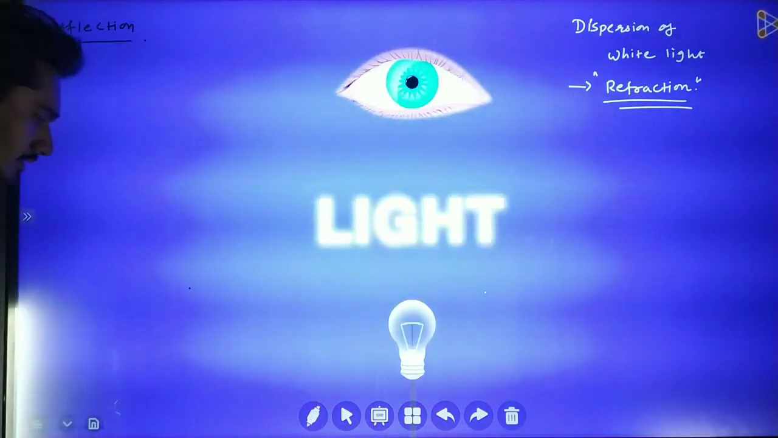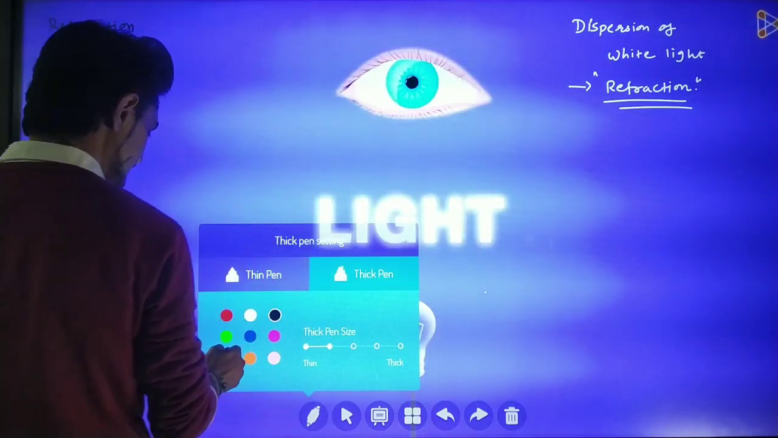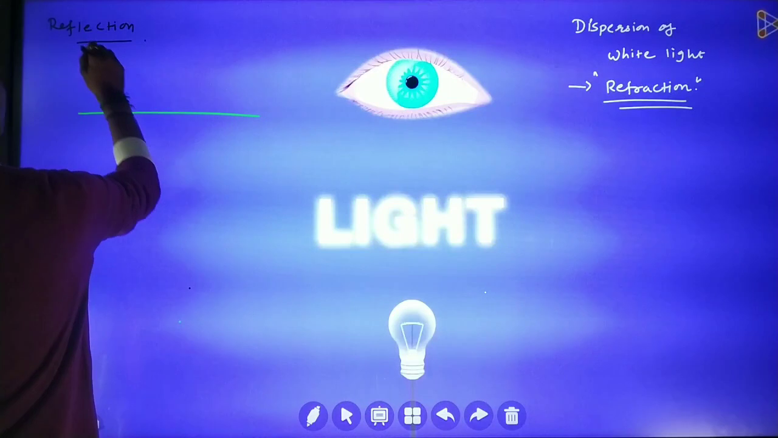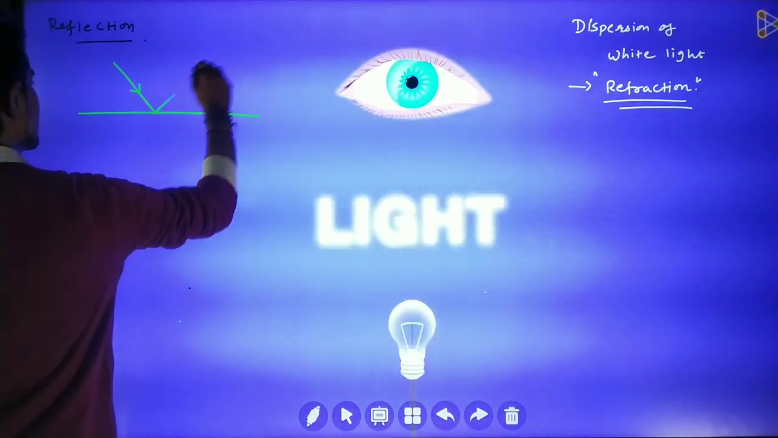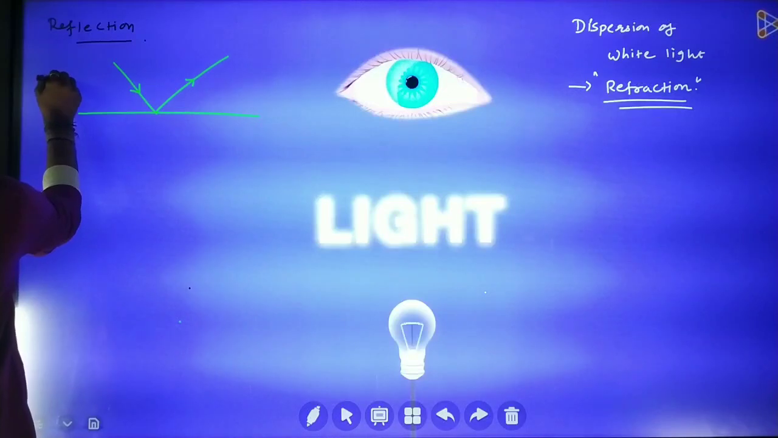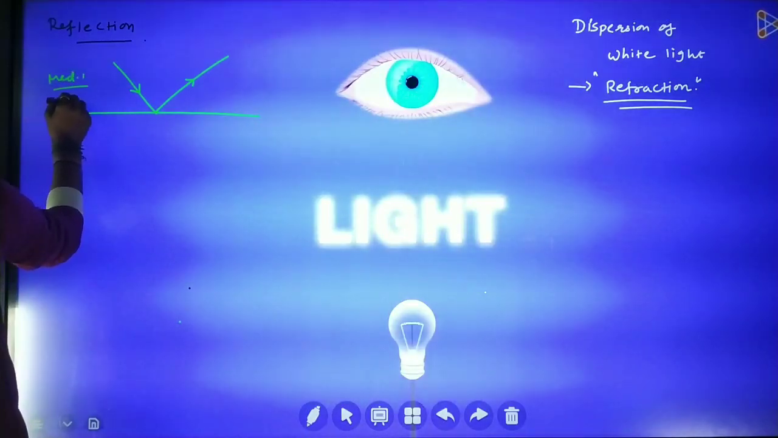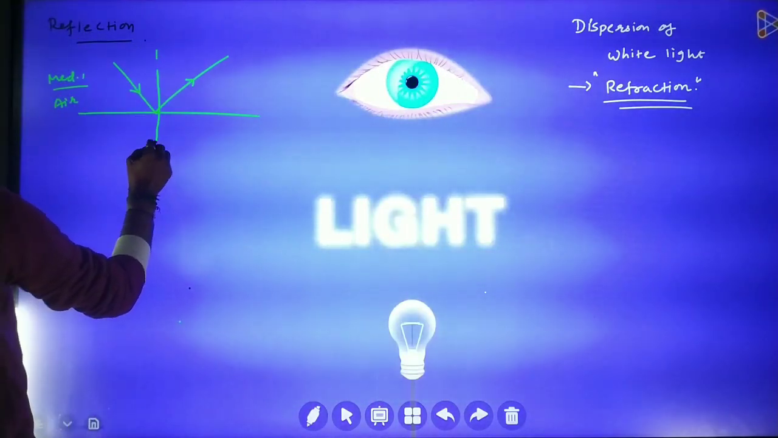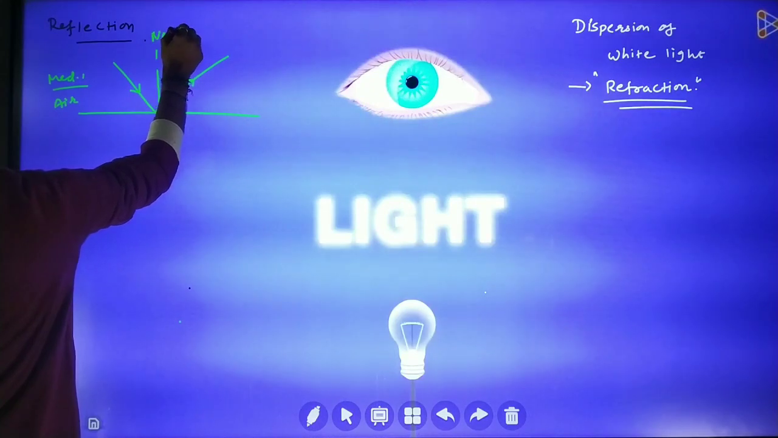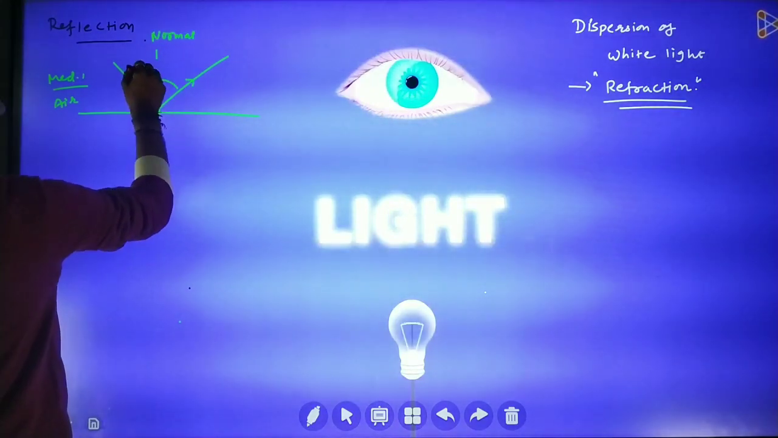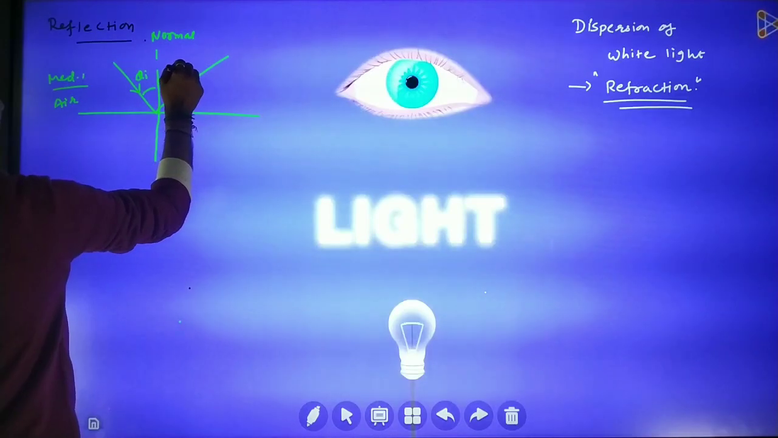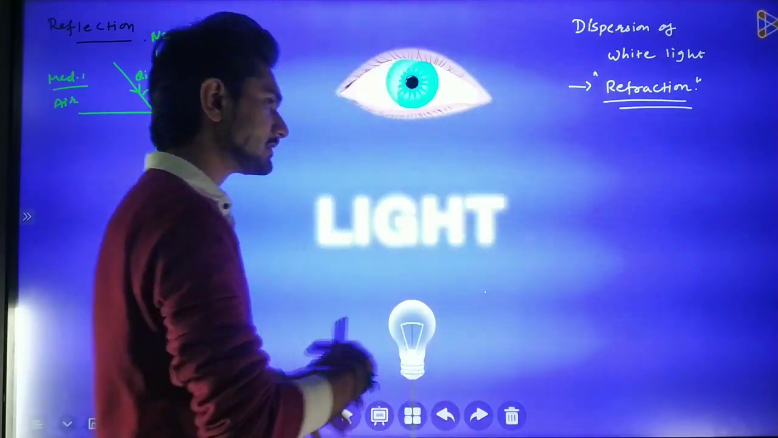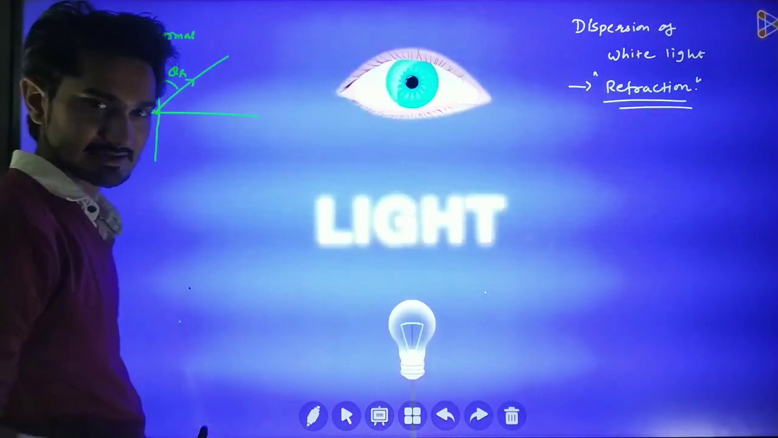So when, I think you are not able to see that. Okay, so we change the color. Now when a light ray comes and bounces back in the same medium, we have drawn a perpendicular line that is called the normal. Okay, we have seen that it makes some kind of angle. We have also understood the laws regarding reflection. We have completed all these things in the previous lecture.